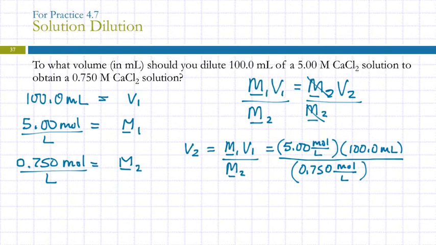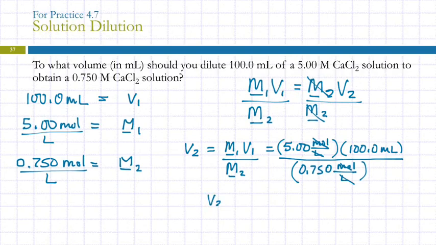Let's check out what's going on with the units. I have moles per liter in the numerator and moles per liter in the denominator. The moles are going to cancel, the liters are going to cancel. I have a unit of milliliter left. I don't necessarily have to convert this volume to liters before I put it into the equation. You can, but then in this problem, you're going to have to convert it back to milliliters at the end. So we do the math here. 5 times 100 divided by 0.75.